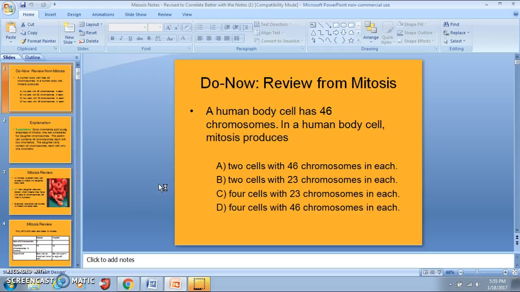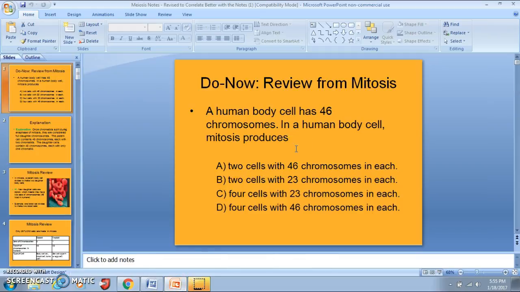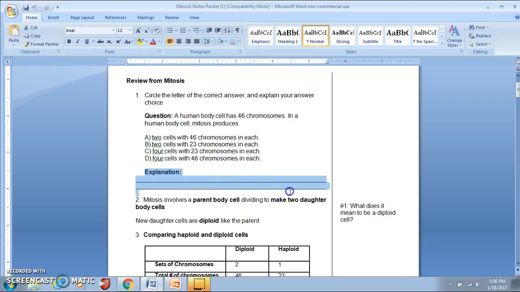So before we start talking about meiosis, I want to do a quick review of mitosis and the overall goal of mitosis. So you have a question in your notes that asks, a human body cell has 46 chromosomes. In a human body cell, mitosis is going to make, and you need to select the answer choice that has the correct number of daughter cells created and the correct number of chromosomes in each daughter cell. You're then going to provide an explanation below for your answer choice. Okay? So now would be a good time to pause the video and then come back to it once you've done that.